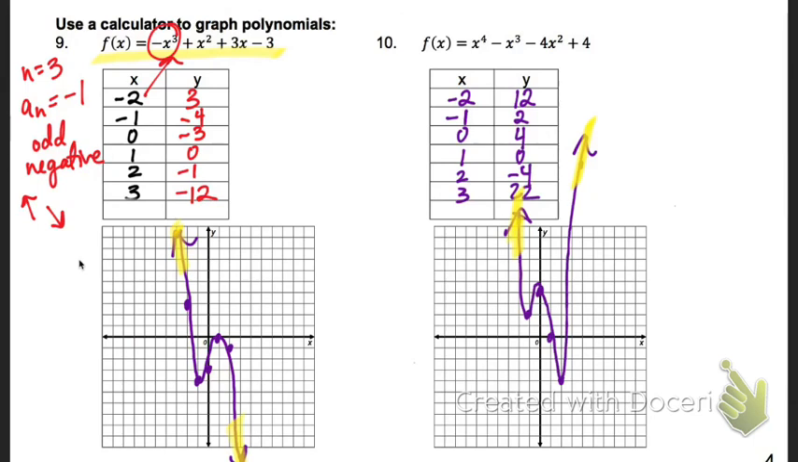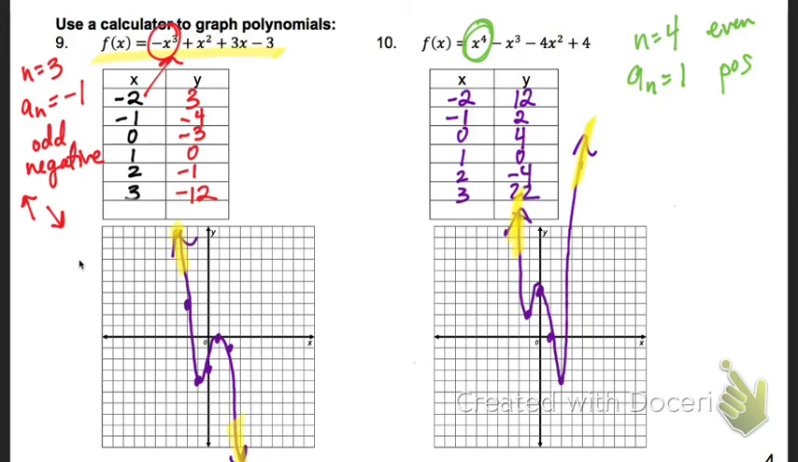Okay, if we look at number 10, I've already filled it out, but before you even do anything, you can look at it and decide what the end behavior is. So x to the fourth is my highest degree. So n equals 4. What is my leading coefficient? So what's the number in front of the x to the fourth? Just 1. So then I've got an even, positive.